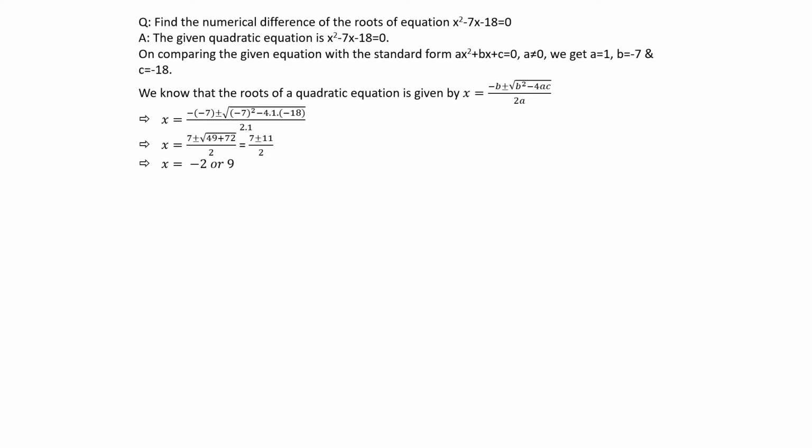That means x equals to minus 2 or 9, because if we take 7 minus 11, it is minus 4, minus 4 by 2 is minus 2, and if we take the positive sign, 7 plus 11 is 18, 18 by 2 is 9. So we got two roots, 9 and minus 2. Now the difference of the roots is 9 minus minus 2, which is nothing but 11. Hence the required answer is 11.